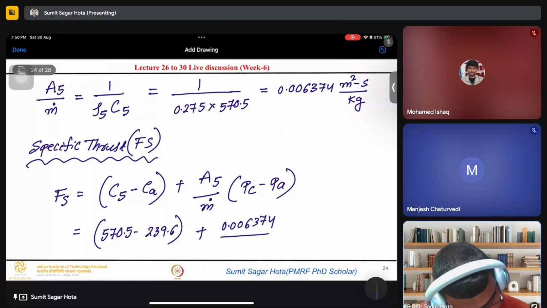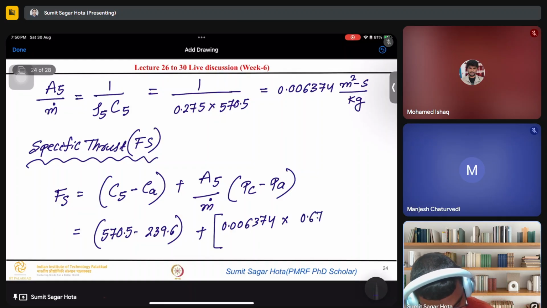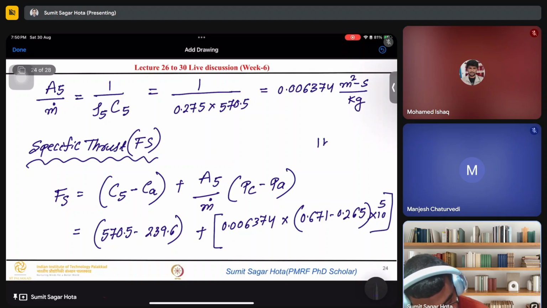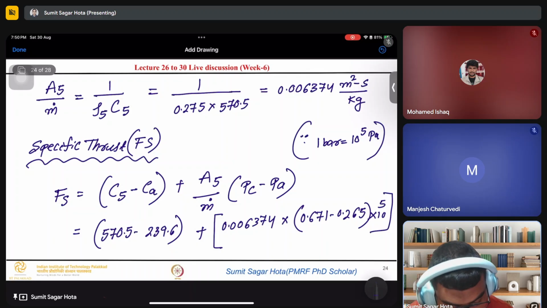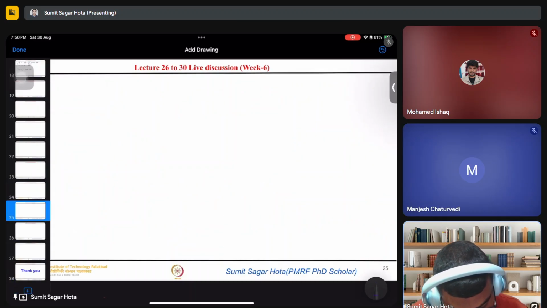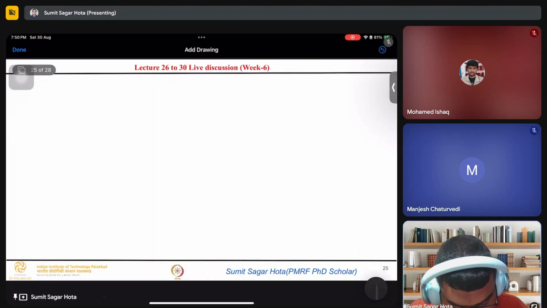Into PC minus PA. What is PC? 0.671 minus 0.265, but this is in bar, to convert to Pascal, put 10 to the power 5. 1 bar is equal to 10 to the power 5 Pascal. It's very, very important to know the units. Every time, units are very, very important. Okay, so next we solve it and find out the thrust.